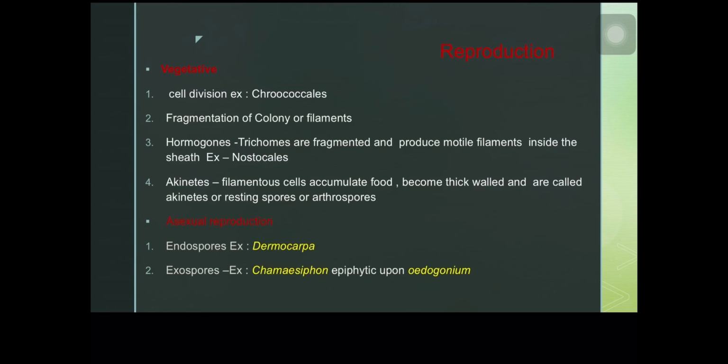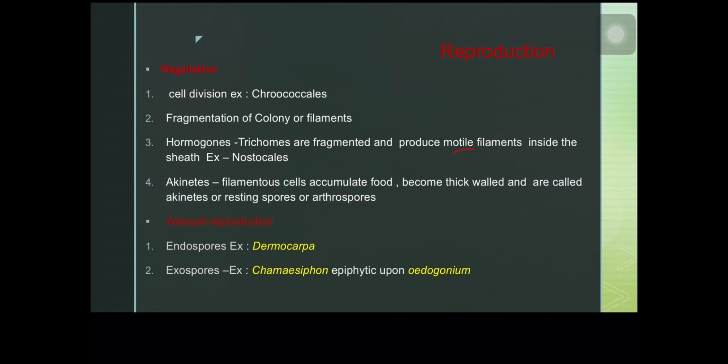Now each fragment or bit develops into a colony by the division of cells in different planes. Hormogones, here the trichomes are fragmented and hormogones are produced. These hormogones are the motile structures present inside the sheath. An example for such reproduction is in Nostocales. Another one is akinetes. The filamentous bacteria accumulate much food and become thick walled, and such hard resistant structures are called akinetes, or the resting spores or aplanospores.